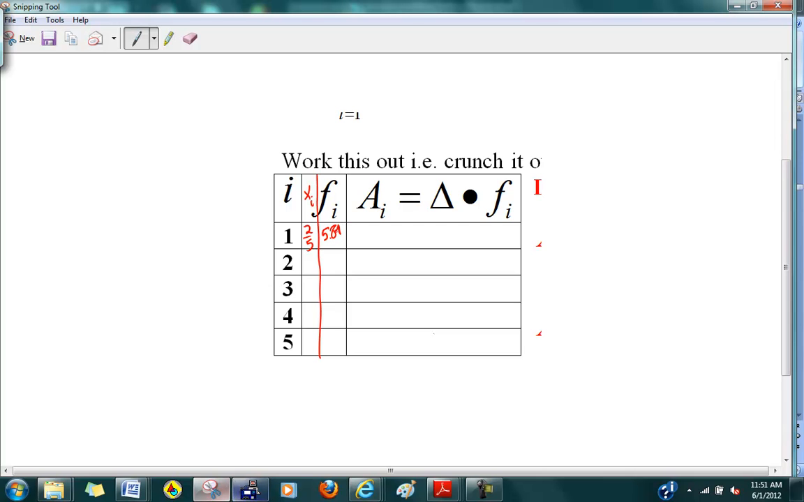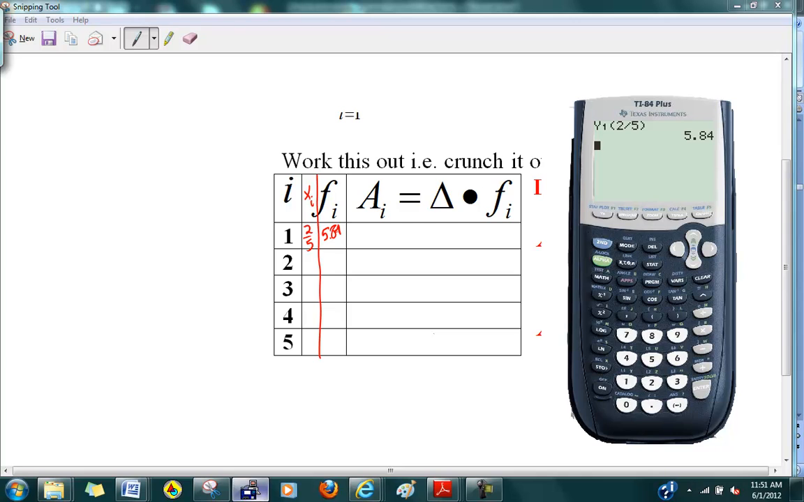Well, what you really want is the area of that rectangle. So the area of that rectangle is going to be 2 over 5 times the answer that you got. And you're going to store it in the A variable. I'll pause here for a minute so you get this. So the width of the rectangle is 2 over 5. The height was whatever my answer came out to be. And I'm going to store the answer in A.